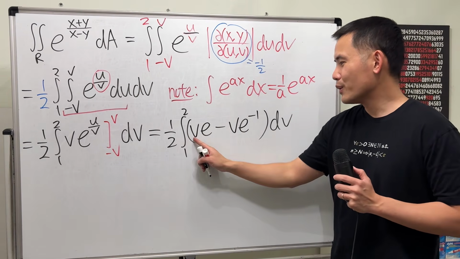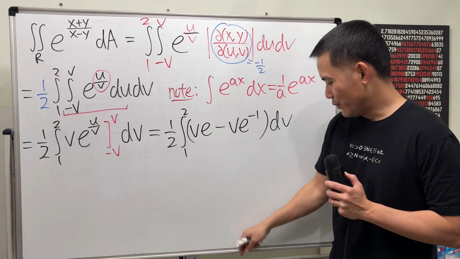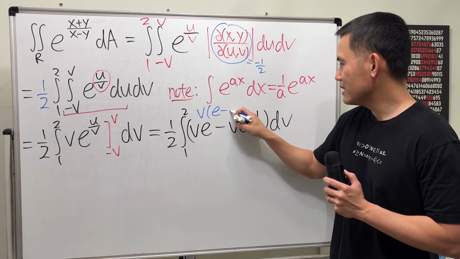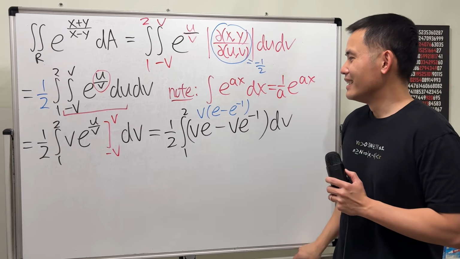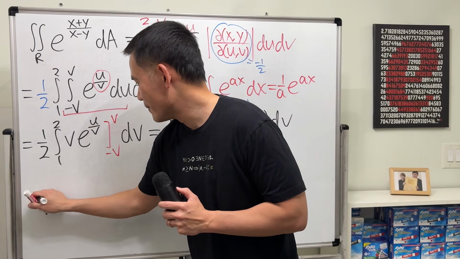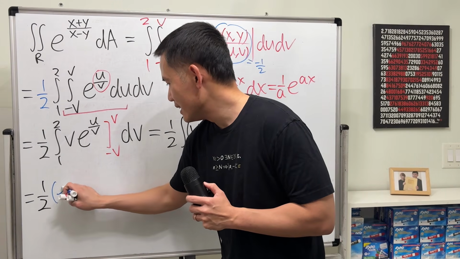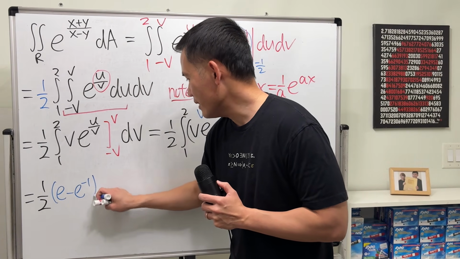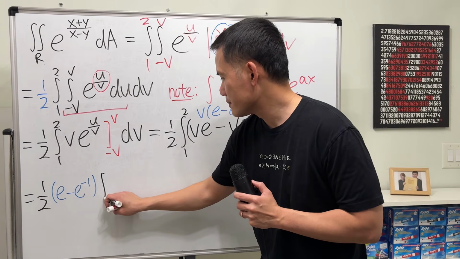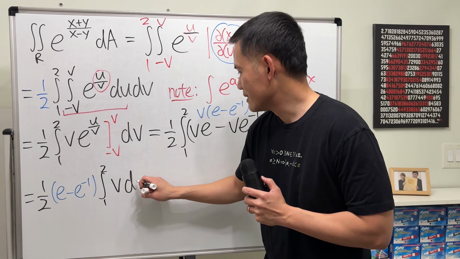And in fact, we only have v here. We can factor that out. So have a look. If we factor out the v, and then this is just e minus e to the -1. This is just a constant. We can put that in the front. So this right here is 1/2, and then times e minus e to the -1. And then we just have to integrate from 1 to 2, and then we have v like this.